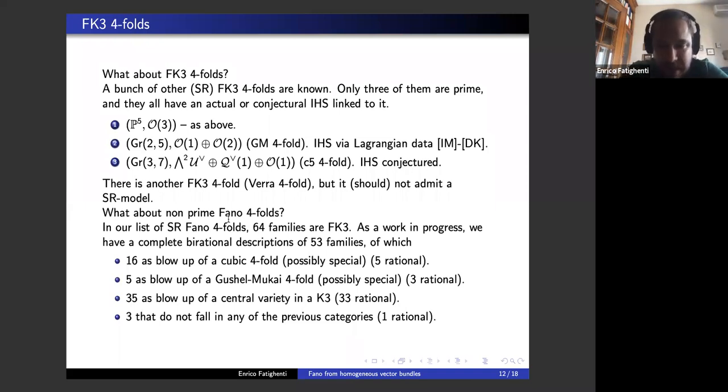Basically, this work, in which we will describe all their birational properties, should hopefully be out soon, and I hope to be able to talk about it in a subsequent talk one day.